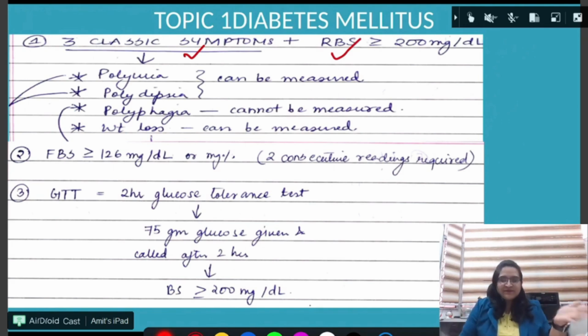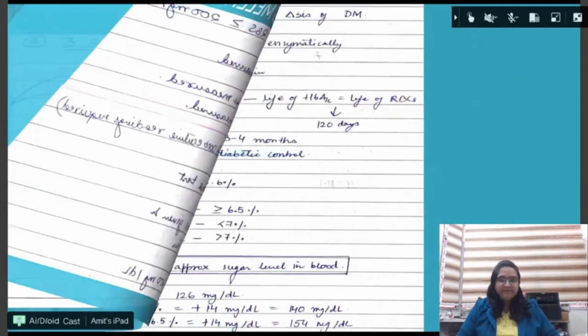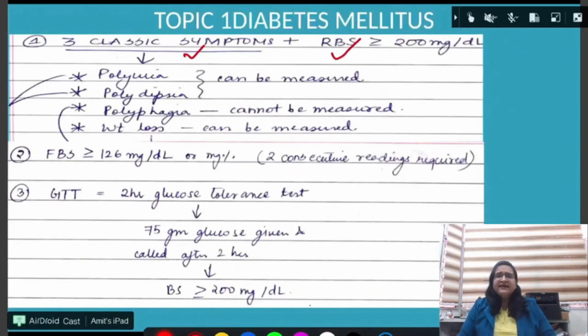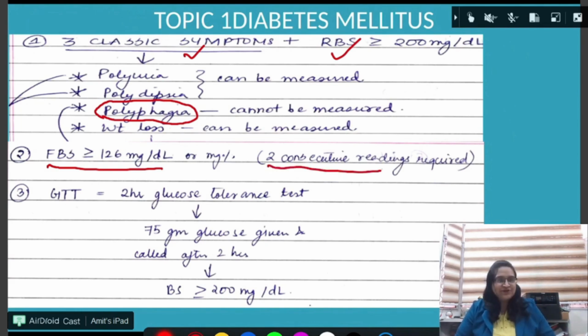So what are the symptoms? Polyuria, polydipsia, polyphagia and weight loss. Out of these, polyphagia cannot be measured. Next is fasting blood sugar. If it is more than 126 milligram per deciliter on 2 consecutive readings, then the diagnosis can be established.